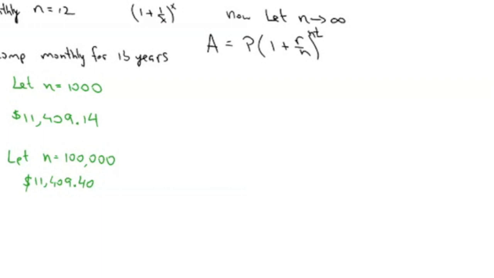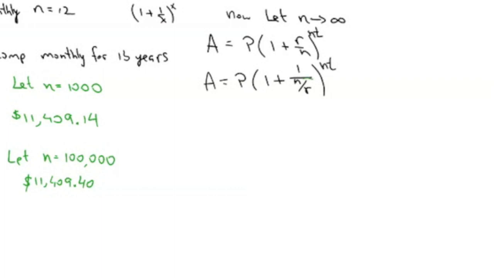So if I want to write r over n as 1 over something, I would write A equals P parentheses 1 plus 1 over n over r raised to the nt. Now, this gets it closer to looking like that thing. That's my whole goal: that 1 plus 1 over x thing.